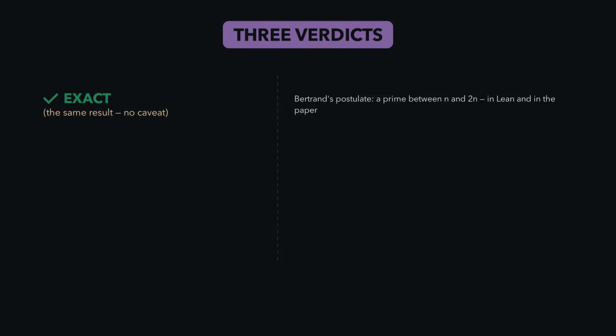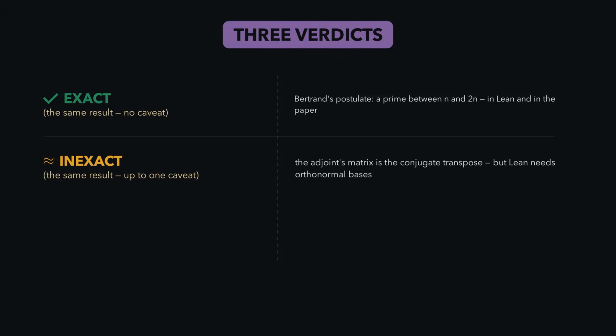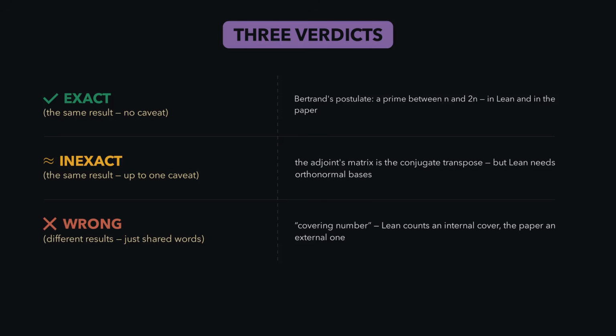A verdict is one of three. Exact means the two results are saying the same thing without any caveats. Inexact means the two results are the same, but up to a caveat. It may be a generalization, a special case, or only hold in one direction. Wrong, on the other hand, is meant to catch ideas that have shared words but don't express the same results at all.